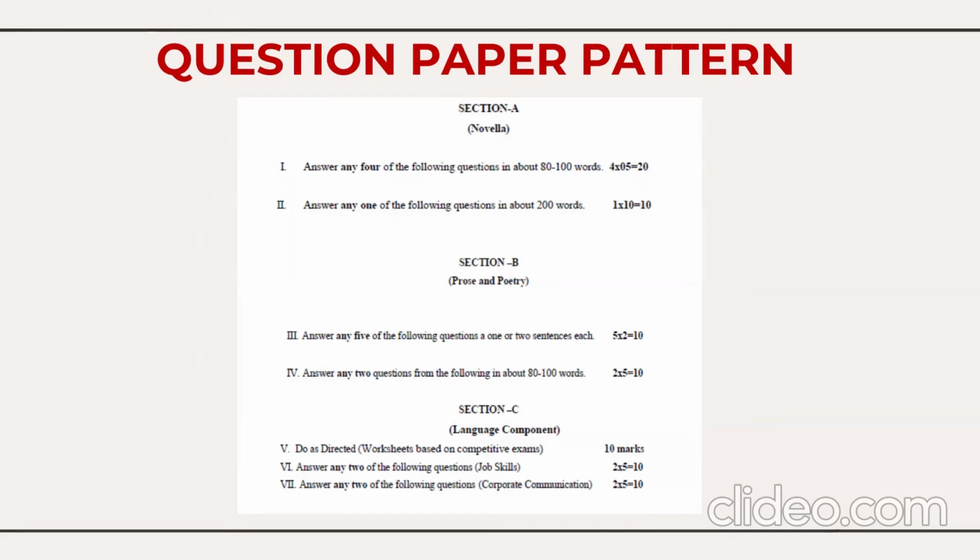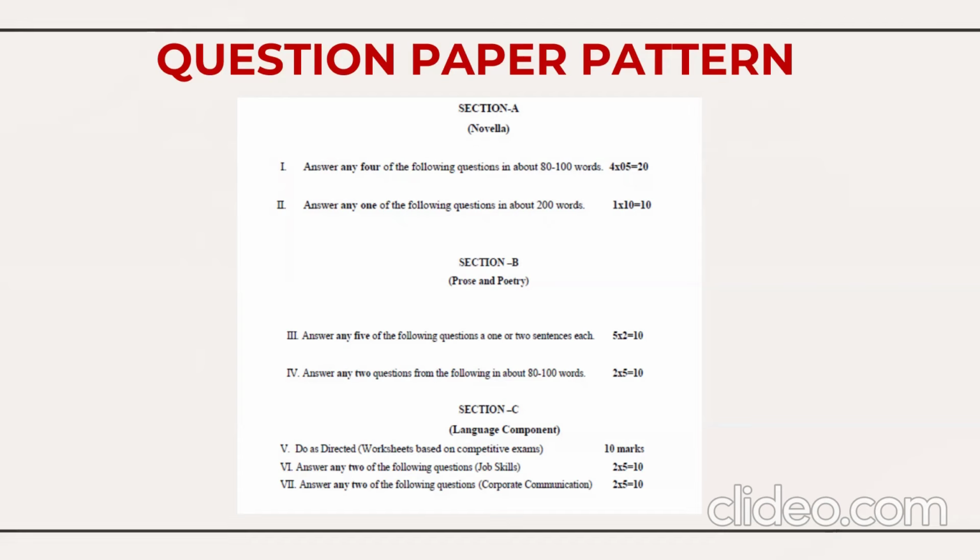Section B stands for the prose and poetry. You have 2 stories and 2 poems. Here you will have 2 marks questions. How many? 5 questions for 2 marks and 5 questions. I'm sorry, 5 questions for 2 marks and 2 questions for 5 marks.